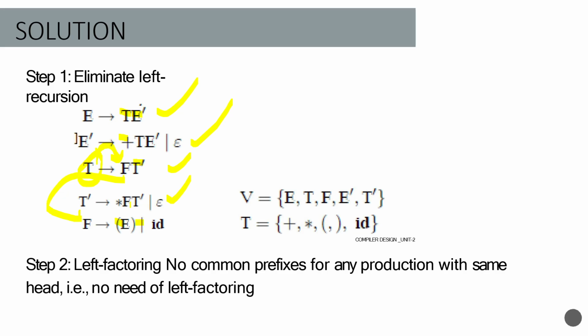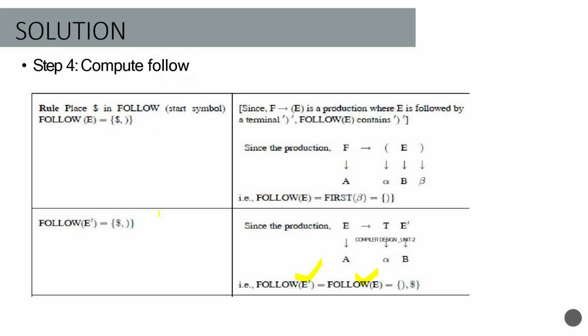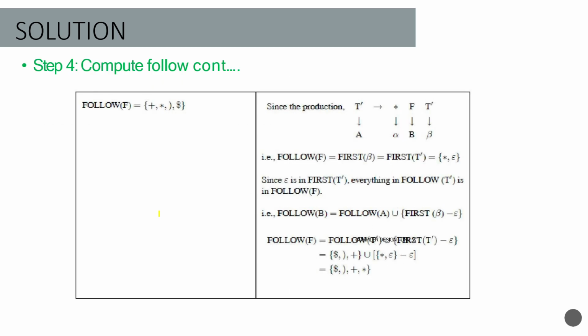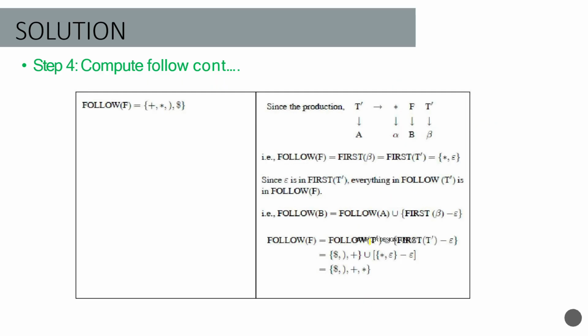Follow of F: it is following T dash, so whatever the first of T dash, that will go to follow of F. First of T dash is star and epsilon, that will come to follow of F. So follow of F is star and epsilon. So in this way we find the follow for all the productions.